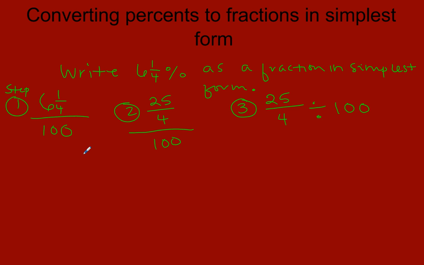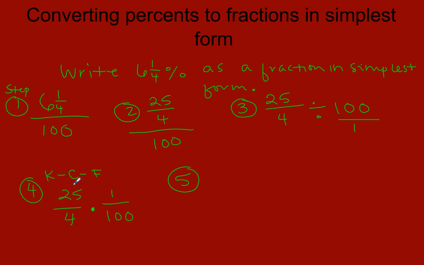So when I divide fractions, I know that I will keep it, change it, flip it. So I'm going to keep the first fraction, 25 fourths. I'm going to change my division sign to multiplication, and I'm going to flip my 100. I'm going to find the reciprocal. So remember that that 100 is also 100 over 1. It's the same thing. So when I flip it then, it's going to be 1/100th.